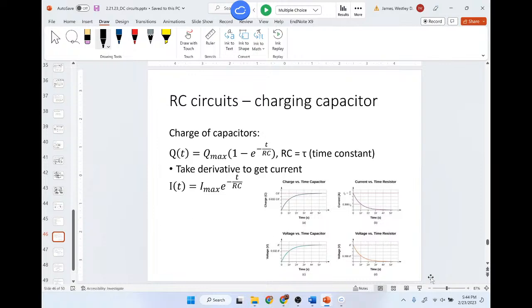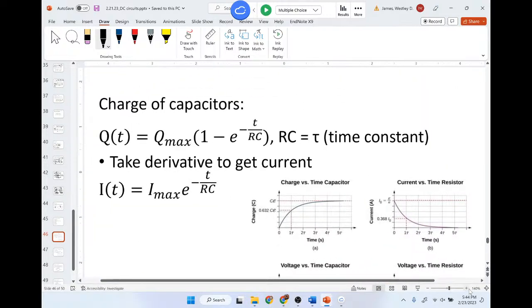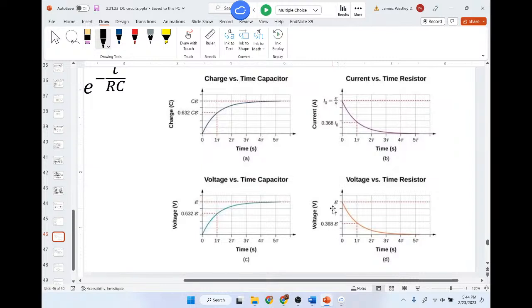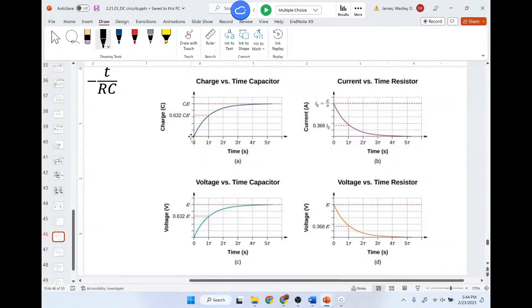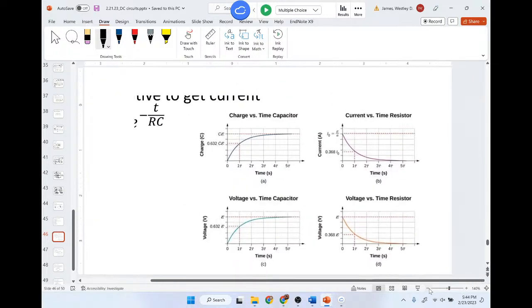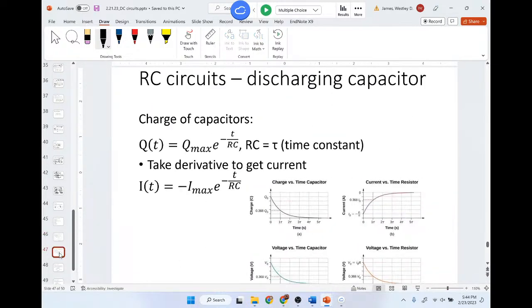But the current, you can see here, if we zoom in on my graphs, which are really itty-bitty, you can see here that the charge, as time goes on, builds up, and it gets to a maximum. The current decreases with time, and eventually it goes to 0. The voltage increases, and then the voltage decreases. So, I wanted to kind of show you all this just because I think it is important.